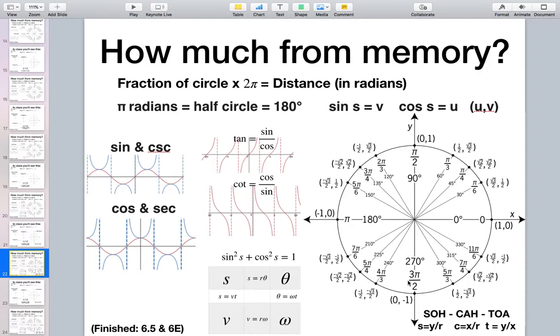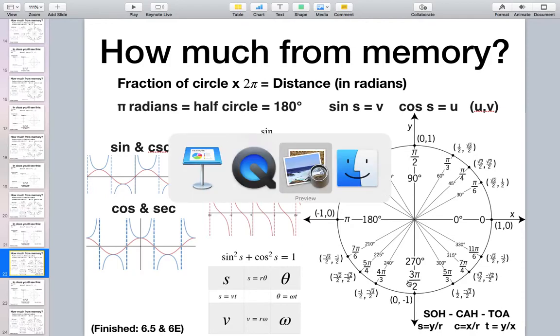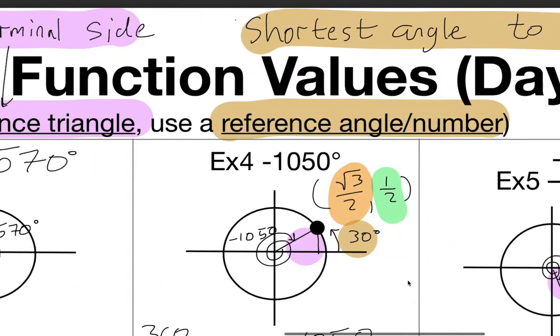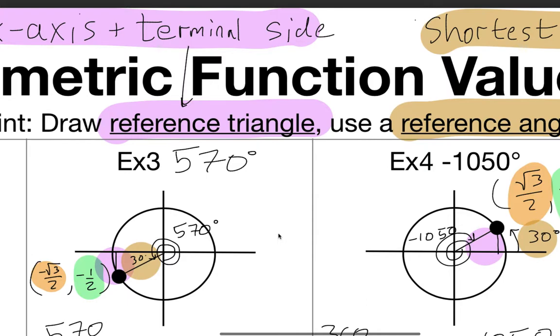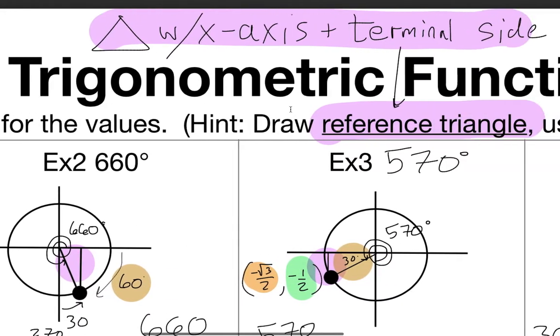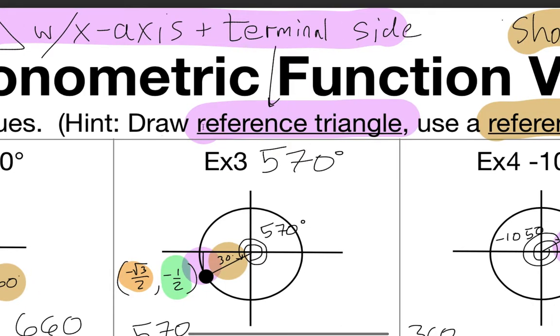So let's use that information in a big way today in assignment 6, and note 6.61, finding trigonometric function values, day 1. So some vocabulary. The instructions are to find the trig values for these values. So if the input is going to be 225, we want to find the trig function values. And so the hint that I'm going to use is draw the reference triangle.